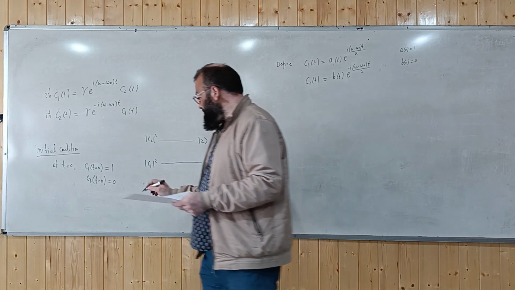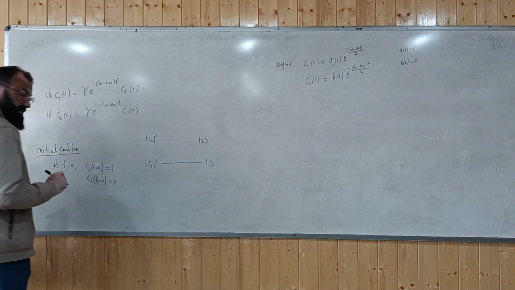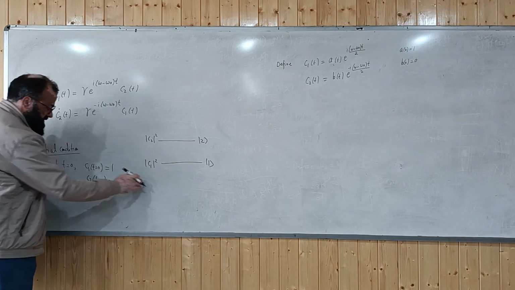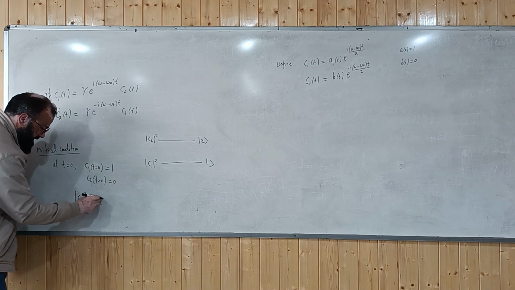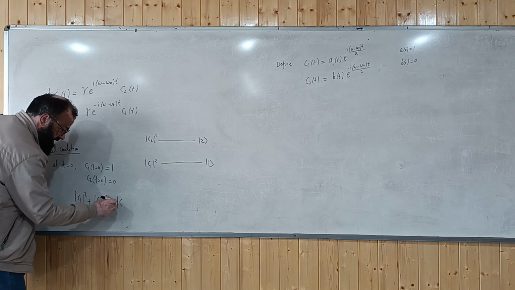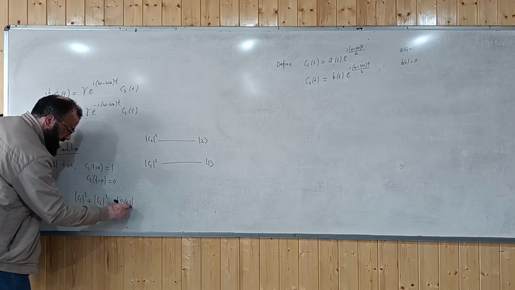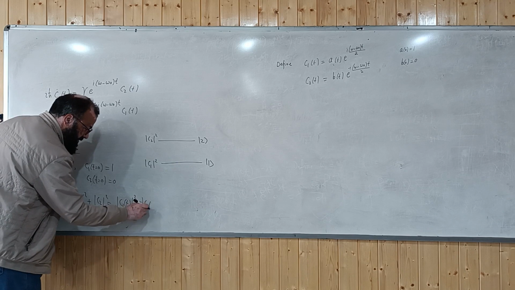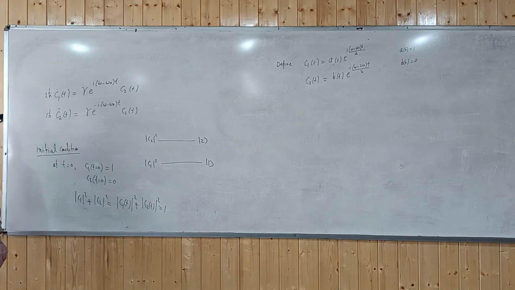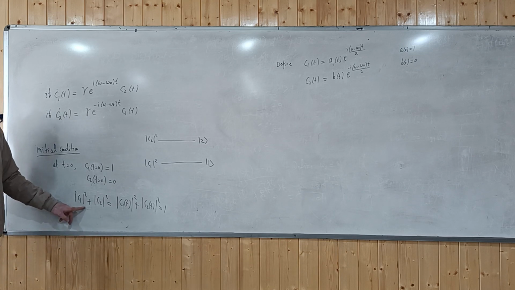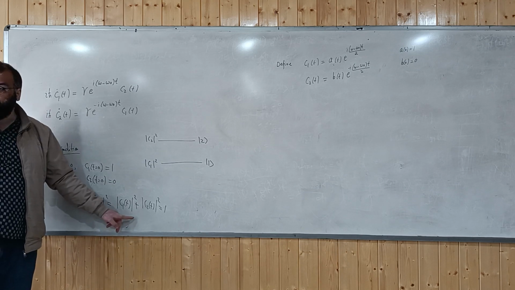One more point: conservation of probability is always there. What is the conservation of probability? Mod of C1 squared plus mod of C2 squared should hold at any time. This is a very important point. If you start with conservation of the probabilities initially, it should hold at any time.